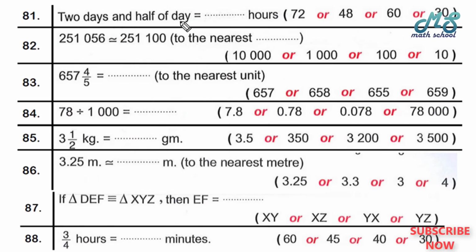2 days and half of a day equals how many hours? Of course 2 days, we all know, is 48 hours. Half a day is 12 hours. Just add 48 plus 12. 8 plus 2 is 10. 5 plus 1 equals what, Mister? Yes, equals 6. So we get 60 hours. So 60 hours.